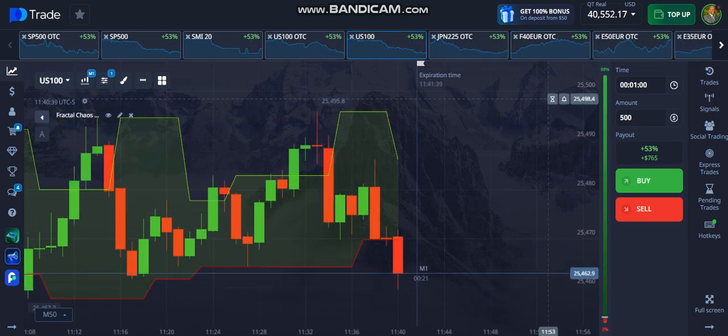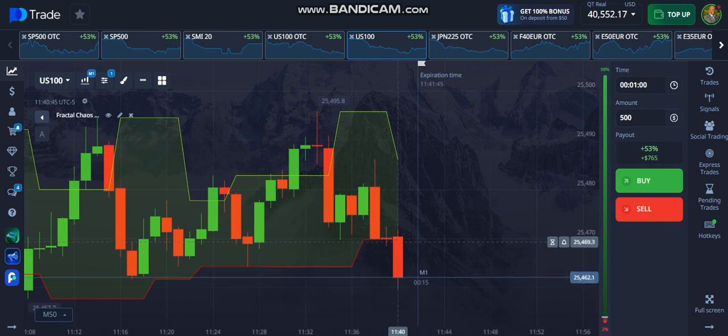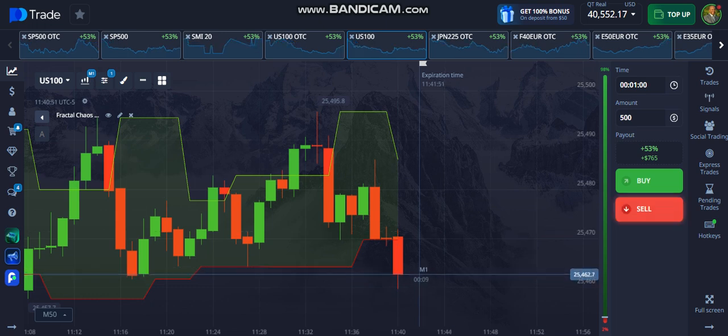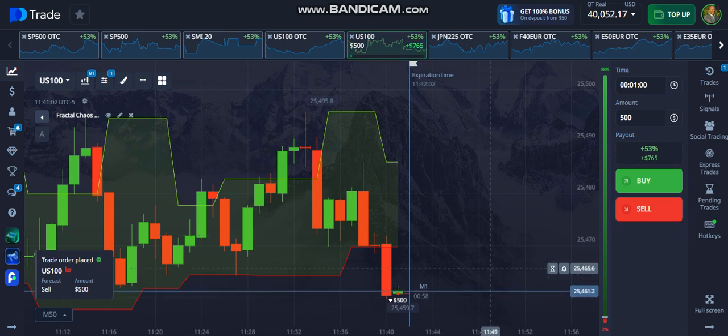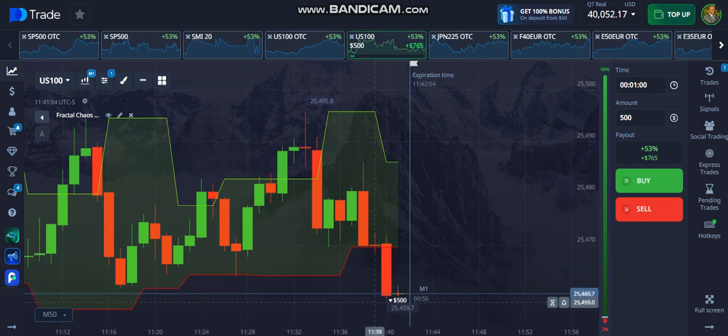Okay, so I'm on the US 100 right now, and the candle just left the range of the chaos band here, and I'm waiting for the candle to close. As soon as the candle closes outside the fractal chaos band line, the lower boundary, I'm going to take a sell trade. All right, so yes, I just took a sell trade here.